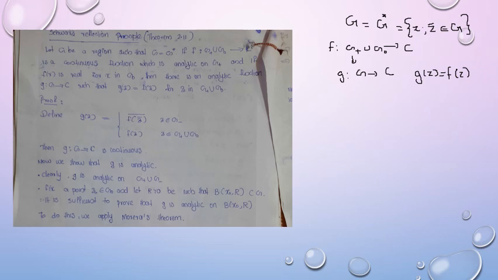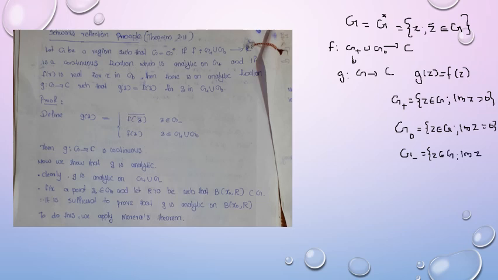Now come to some more definitions. G plus is the set of all Z belongs to G such that imaginary part of Z is greater than 0. And G naught, that is G0, is the set of all Z belongs to G such that imaginary part of Z equals 0, and G minus equals the set of all Z belongs to G such that imaginary part of Z is less than 0. These are the three sets, and we can say that it is G.